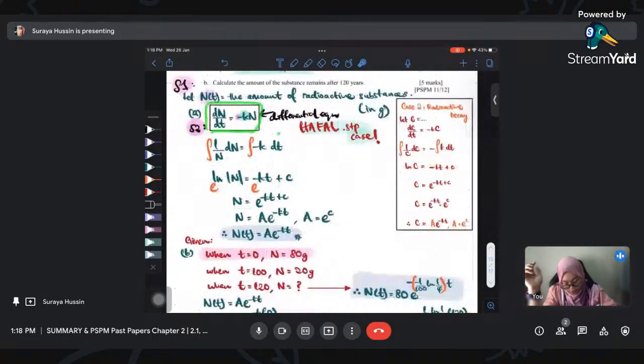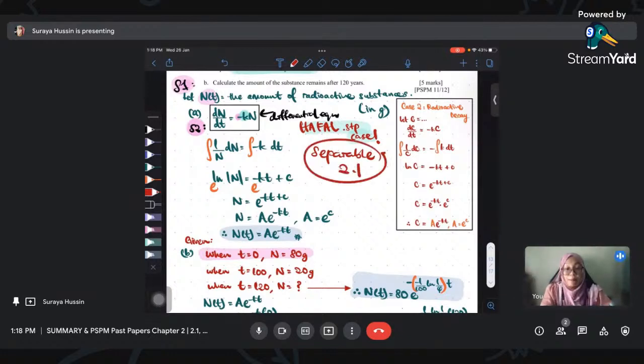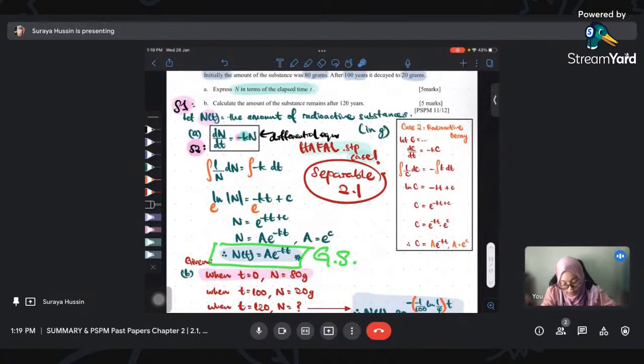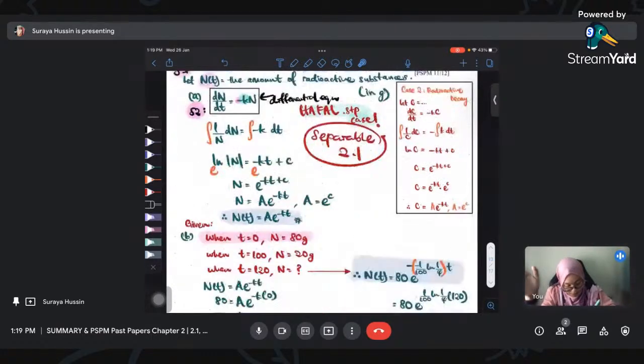After that, you integrate using separable variable. So you will realize that ketiga-tiga yang saya ajar ni semuanya adalah menggunakan separable variable method. Separable method, guna cross multiply and then integrate both sides, exponent both sides, and you will get the general solution. Your general solution is very, very important. See? Dia kata express N in terms of the t. So everything must be very clear.